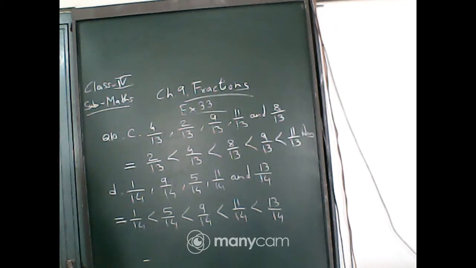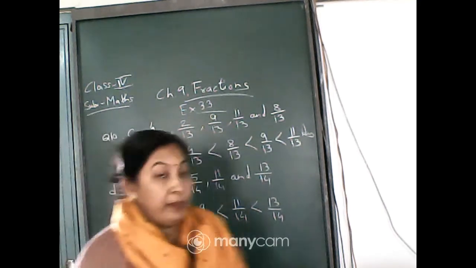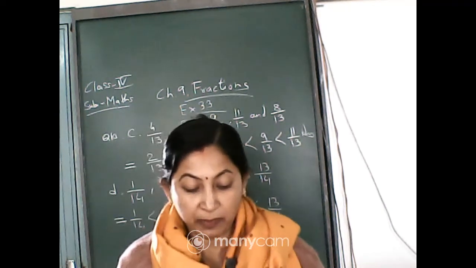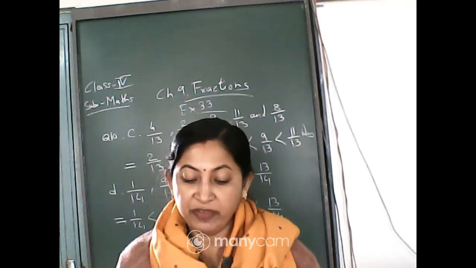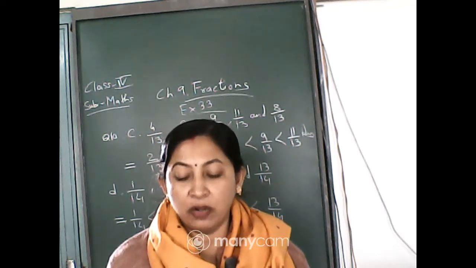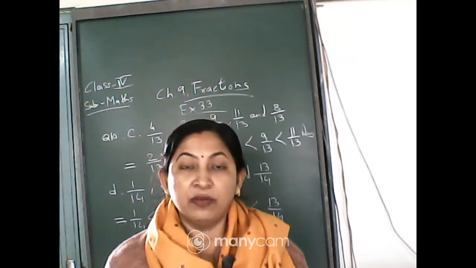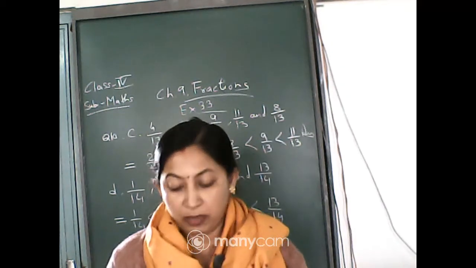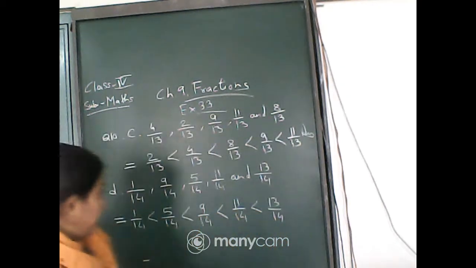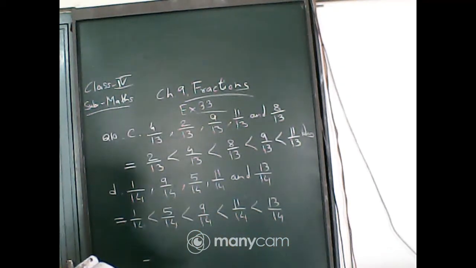Okay. So, I think this is also easy for you. The other two questions, A and B, you will do on your own. Clear? You will practice on your own. Now, come to question number 11. Arrange the following fractions in descending order. Descending order means from bigger to smaller. Okay, so let us write this one, from bigger to smaller.